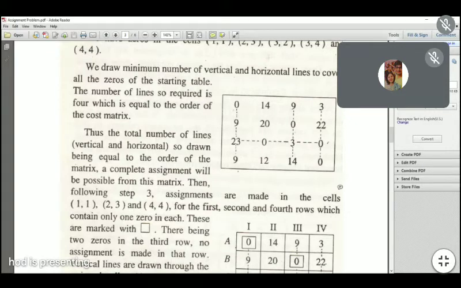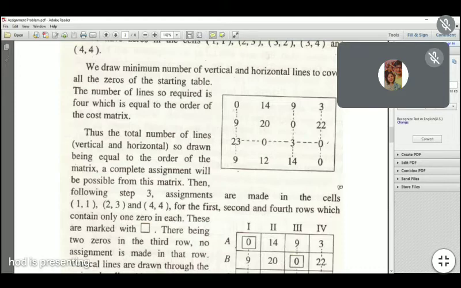मतलब, for example, in this case, if you try, you will not be able to cover all the zeros of this matrix using 3 lines. आप try करके देख लो. You will not be able to cover all the zeros with 3 lines. You will need a minimum of 4 lines to cover all the zeros. And this is the most critical aspect of the procedure.